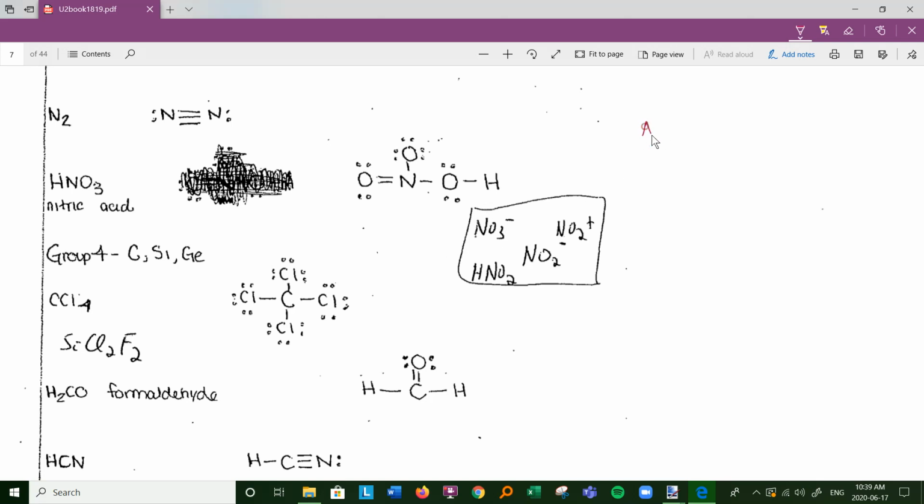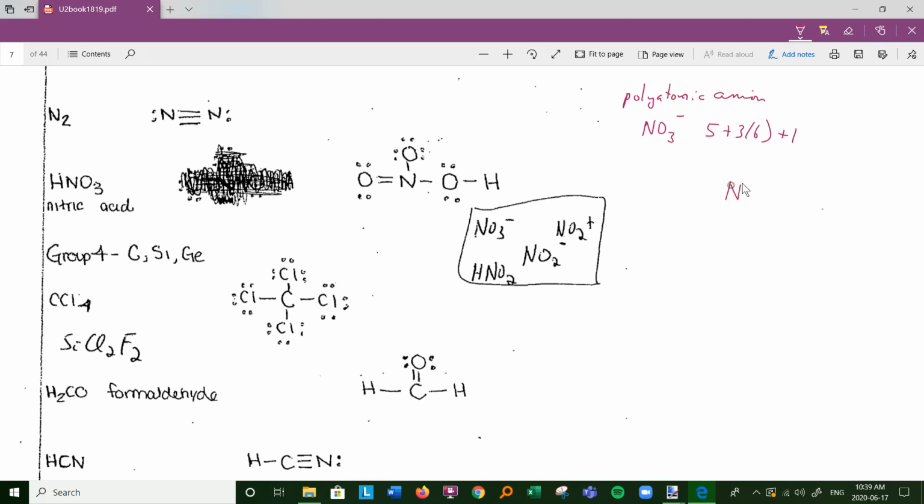NO3 minus. Let's look at NO3 minus. So nitrogen gives you 5. Each oxygen gives you 6. This is a nitrate anion. You get Lewis diagrams for anions. And then I got one more. Nitrate is known as an example of a polyatomic anion.